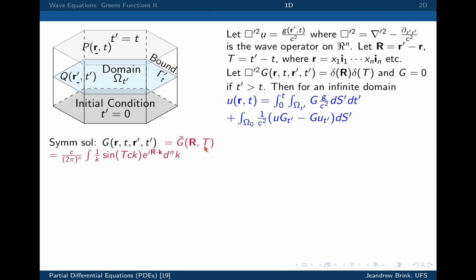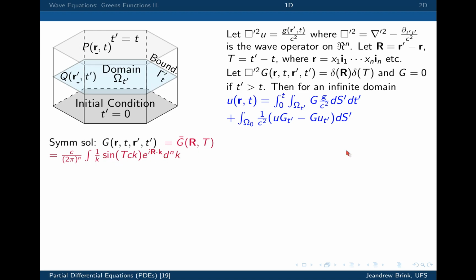Okay, and when we did that, we used the Fourier transform method, and we wrote down that in general, in any dimension, you could write down the symmetrical Green's function as 1 over 2 pi to the n, the integral over the n-dimensional space of 1 over k sine of ckt, e to the minus i r dot k. Okay? And the thing now that remains is to evaluate this in various dimensions.